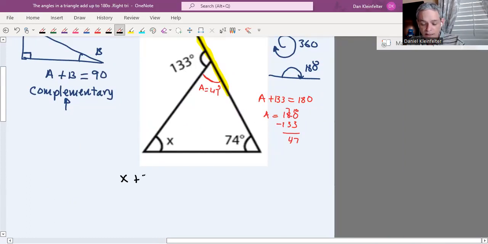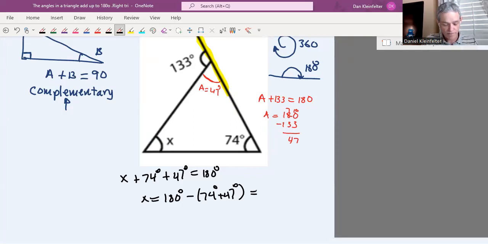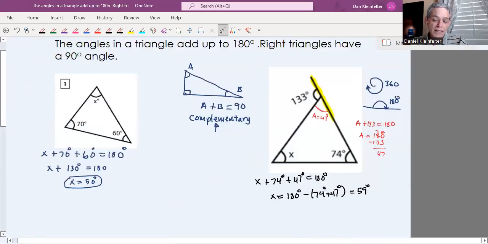Okay, so I'll have X plus 74 plus 47. That's going to equal 180 degrees. So X will equal 180 minus 74 plus 47. So let's see what that works out to be. Looks like 59 degrees. So a couple of examples where we were finding angle sizes in a triangle.